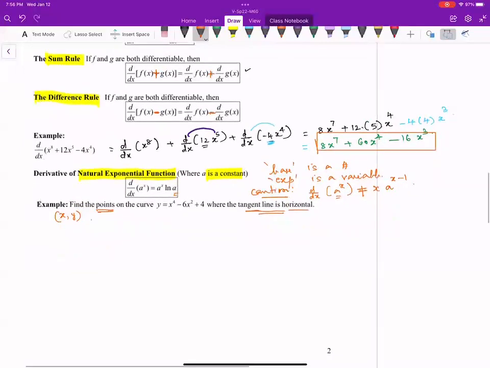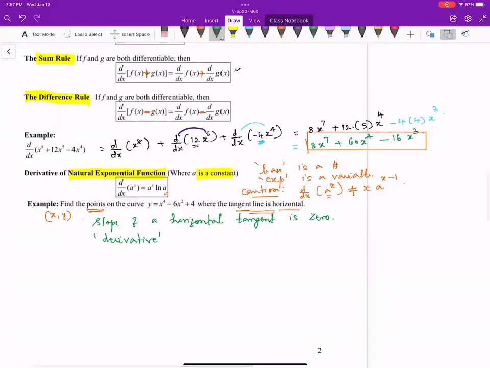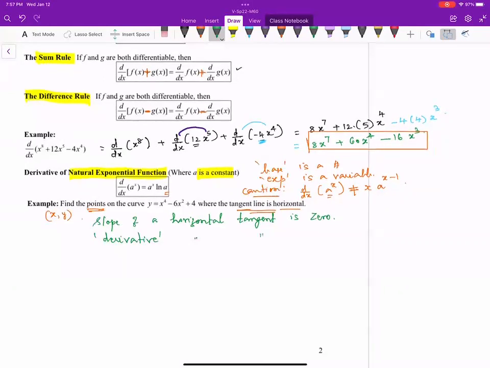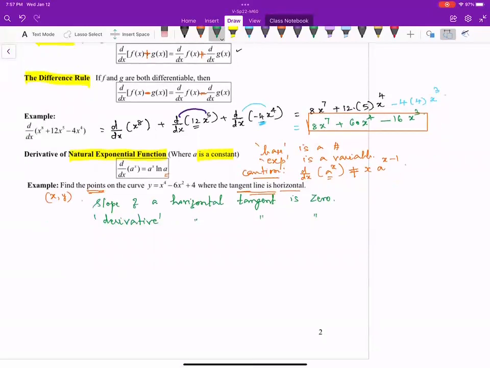So if the tangent is horizontal, what can you say about the slope? Yes, it is equal to 0. The slope of a horizontal tangent is 0. That means the derivative of the horizontal tangent would be equal to 0. Slope means the derivative, we know that.